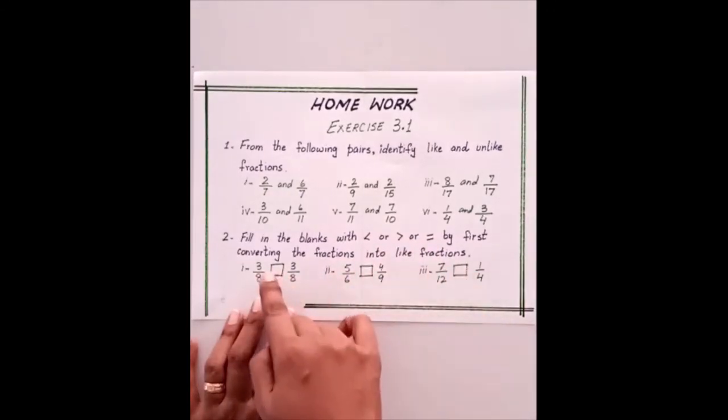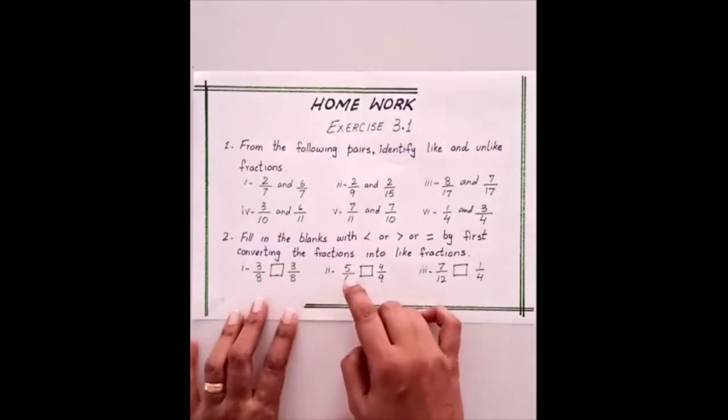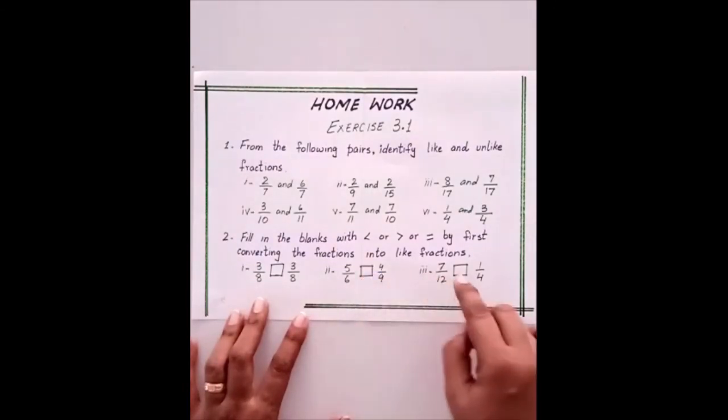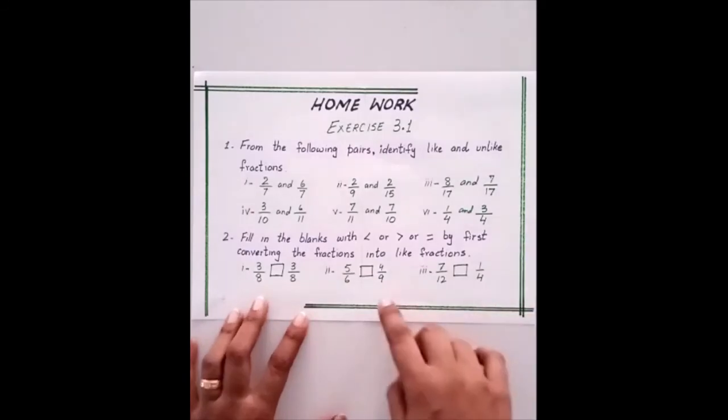Whether they are equal numbers, you have to put is equal to sign over here. Whether they are greater than or less than, you will find it and write it over here. 7 upon 12, 1 upon 4. This is your homework, students.